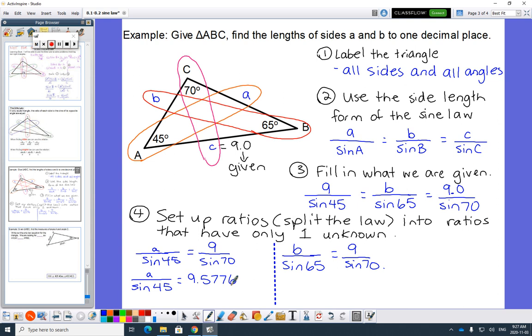Okay, so I did 9 divided by sine 70. Now to get the sine 45 out of the bottom, what do we do? Multiply. So again, I'm just going to leave it as sine 45. But if you don't like that, then type this in your calculator because this is a number. Sine 45 is a number. You can do that too, just like we did yesterday, okay?